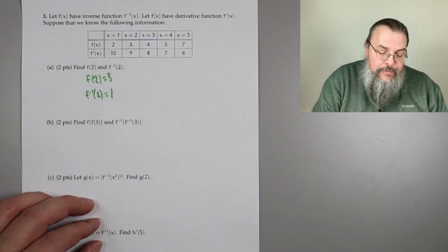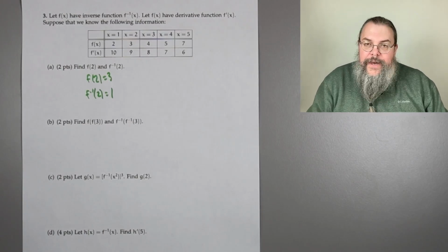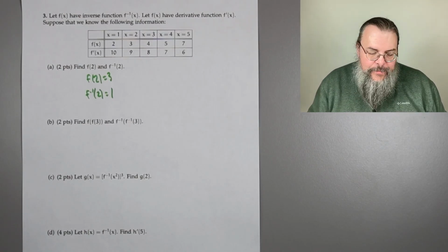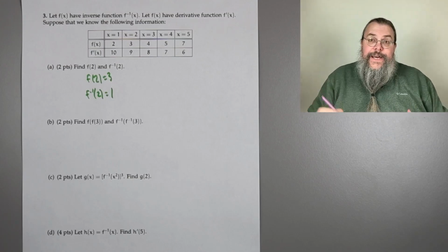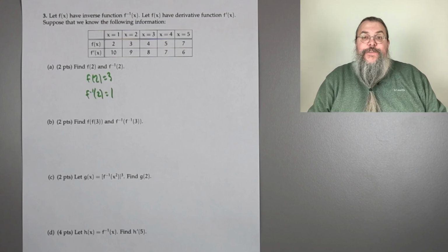And what was the corresponding input? All right, good, good. Not so bad. That's great. Well, let's hope they're all this easy. Okay, well, let's go to part B. Find f of 3 and f inverse of 3.